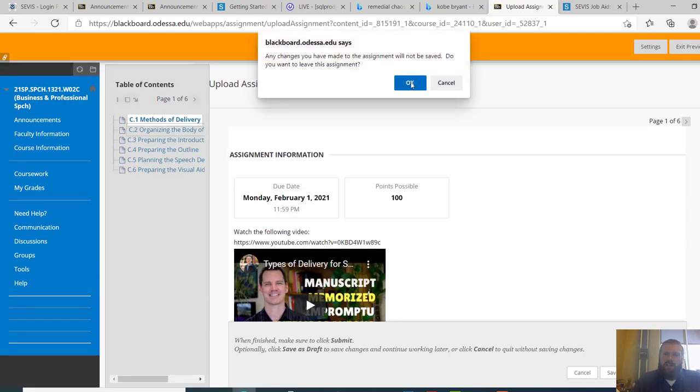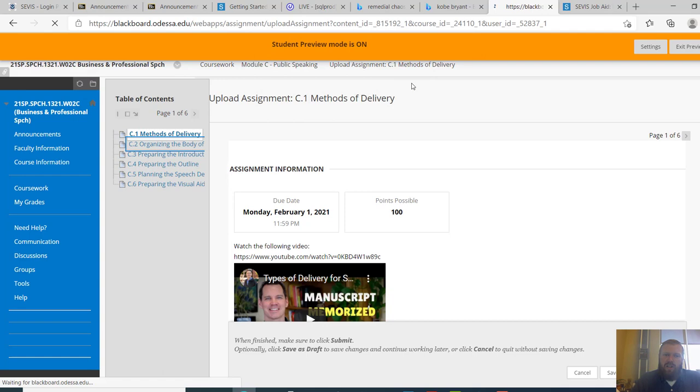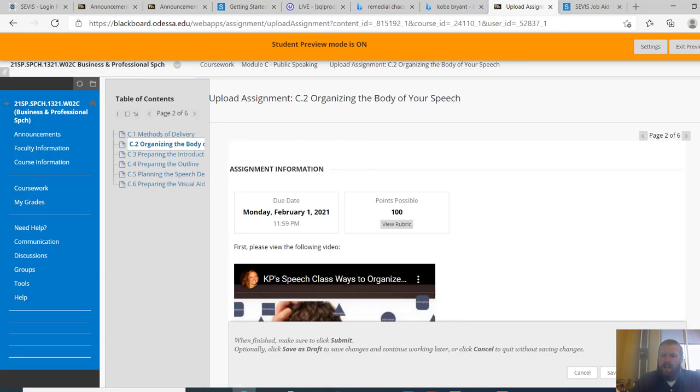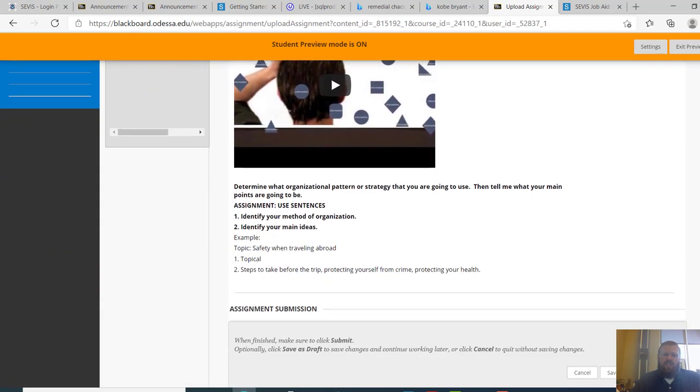This is when we actually get into the body of your speech. So C2 is ways to organize. So what we want to do is determine what organizational pattern or strategy you're going to use and tell me what your main points are going to be. So again, this one's pretty straightforward. We're just kind of taking those steps and taking each assignment and putting them together. And ultimately, it's going to lead us to our speech.